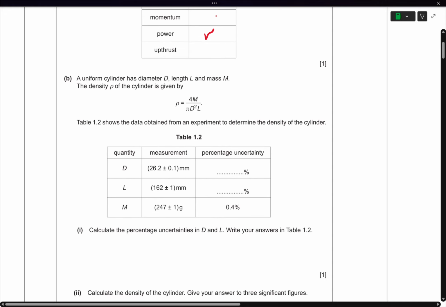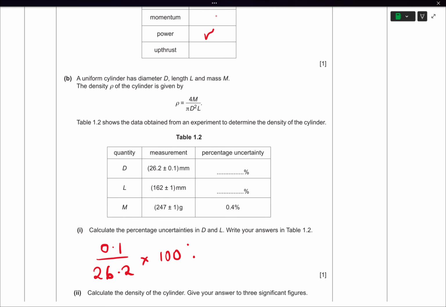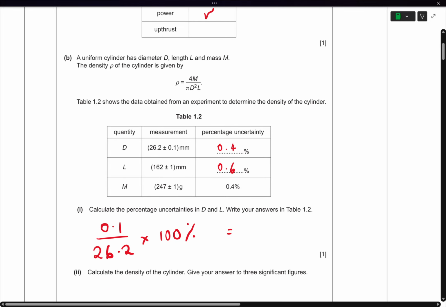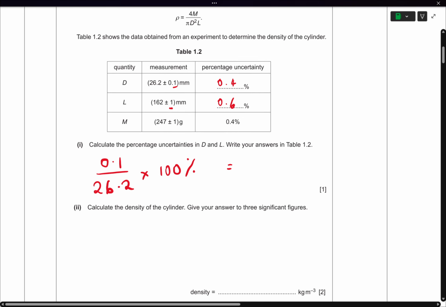So the percentage uncertainty is just the uncertainty over the value times 100% to turn it into a percentage. So for the diameter, that gives us 0.4%, and the length 0.6%. We're writing both of these just to one significant figure because the uncertainty has only been given to one significant figure, so we shouldn't quote any more than that.